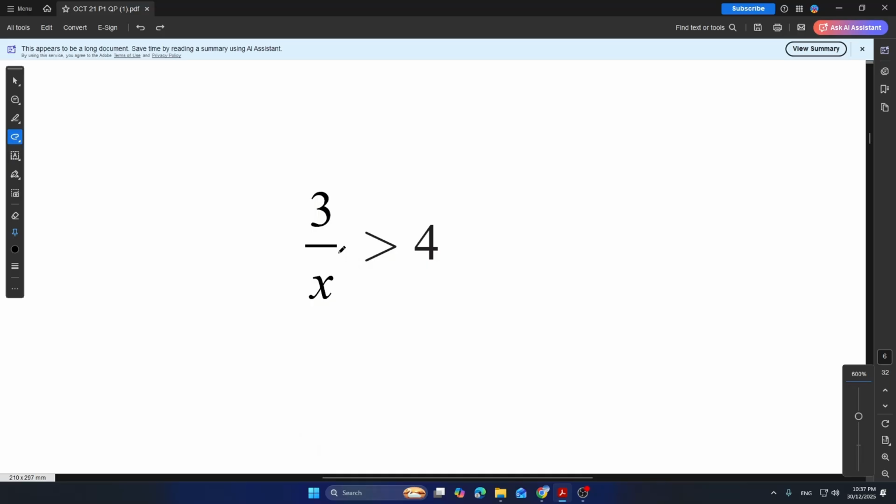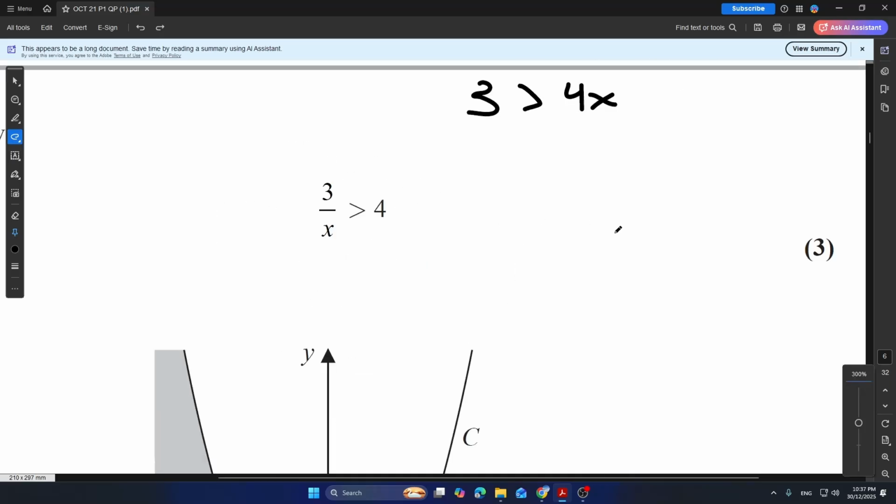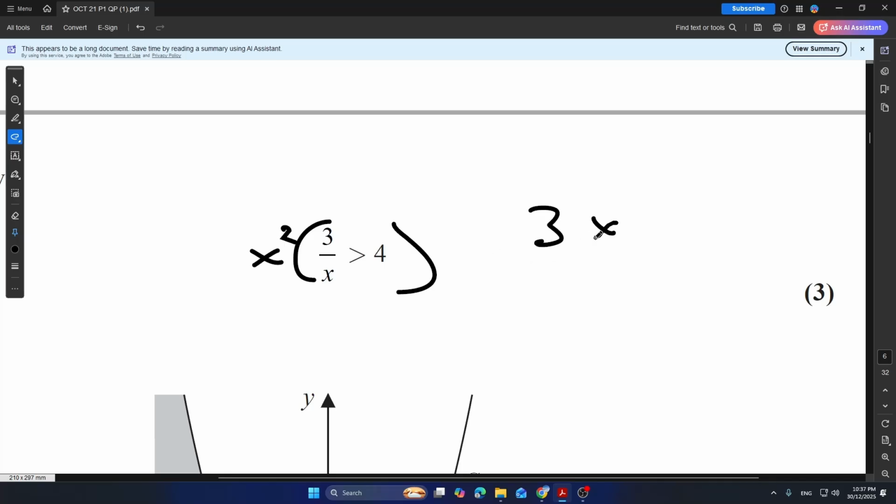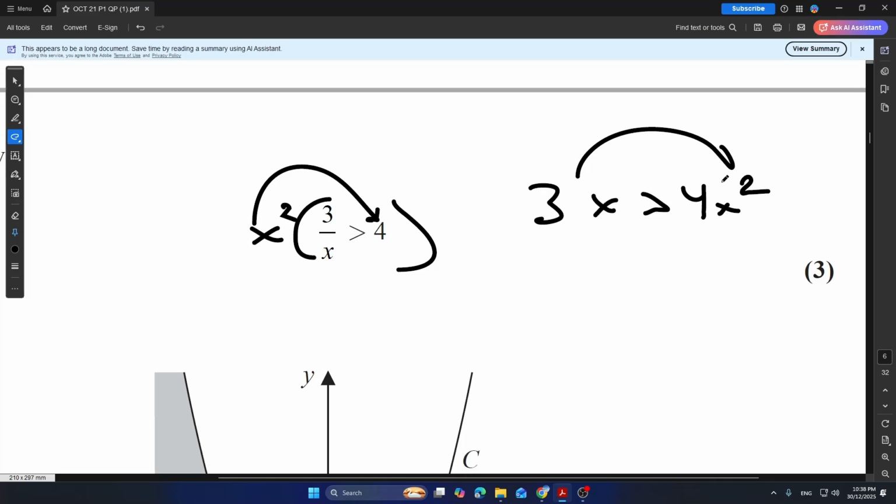The easiest way to make this a quadratic is to multiply the whole equation, everything, by x squared. If I multiply the whole equation by x squared, 3 times x squared over x is just 3x, so I will get 3x greater than 4x squared. Now I'm also multiplying the 4 by x squared, so it is 4x squared. So I will take all to one side. Now I will take 3x to this side, so it will be 4x squared, and this will be positive, it will become minus. So 4x squared minus 3x is less than 0.